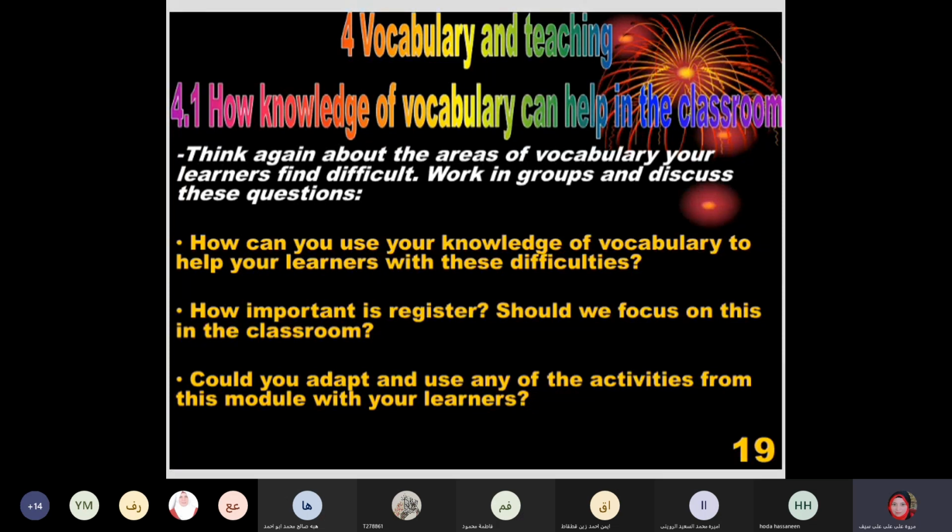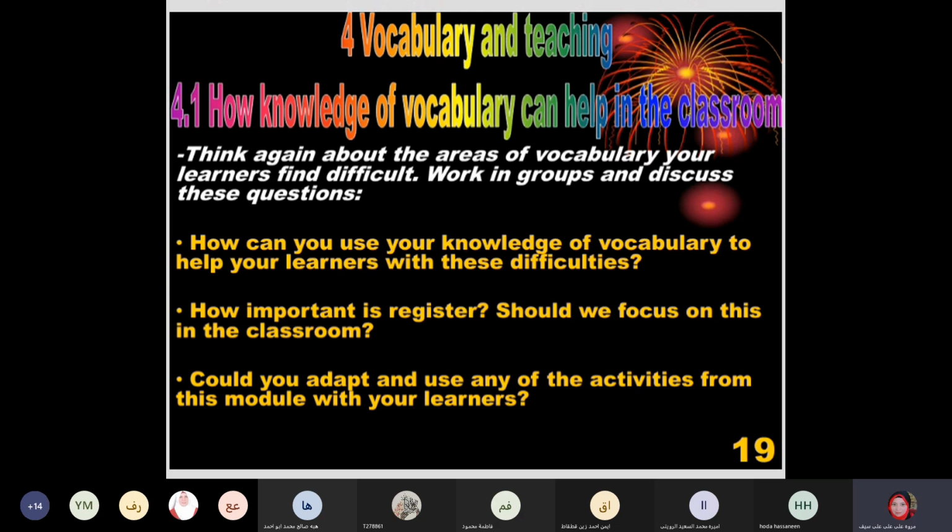So what about the second question here? How important is register? By the way, the stress here is on the first syllable because it's a noun. When it is a verb, the stress is on the second syllable. So if I am registering, the stress is on the second syllable because it is a verb. When it is a noun, I pronounce it like this: register. It's a noun. Register. I mean the style.